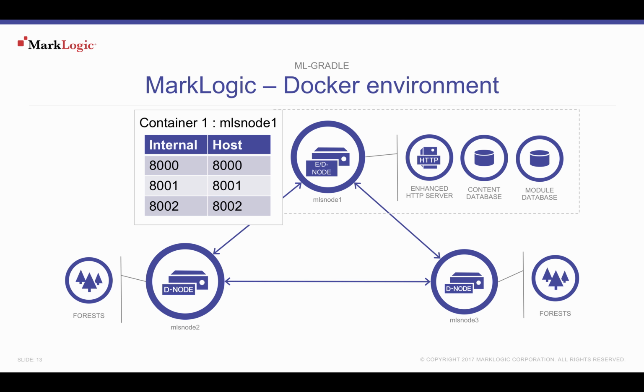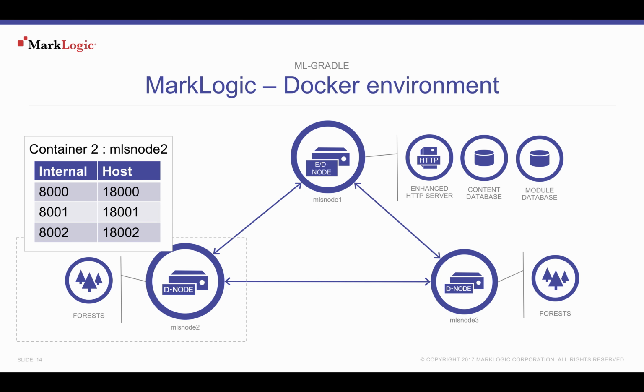Container 1, with a host name of MLS node 1, will map the container's MarkLogic ports 8001 and 8000 to the host computer's ports of 8001 and 8000. If you have MarkLogic already running on your host computer, you will need to stop the MarkLogic service before continuing to avoid port conflicts. There is no need to uninstall MarkLogic; just stopping the MarkLogic server will avoid any conflicts.